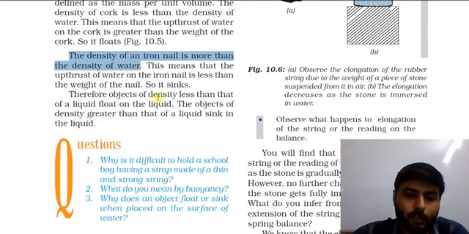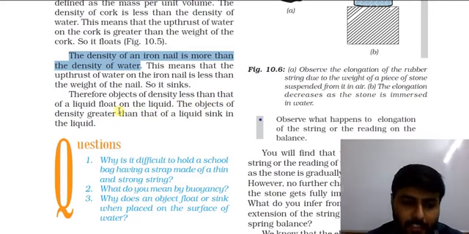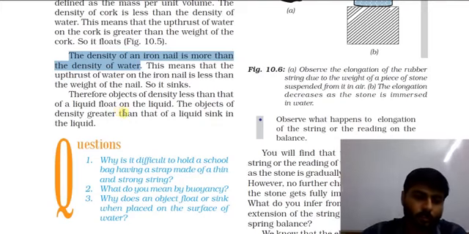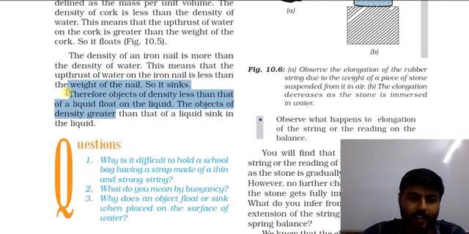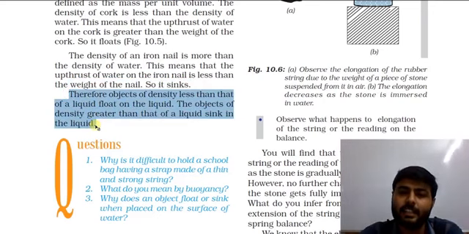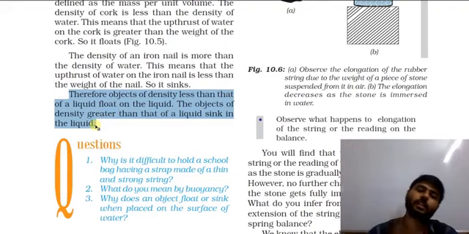Therefore, an object of density less than that of a liquid floats on the liquid. An object of density greater than the liquid sinks in the liquid. Now we have the conclusion. We should mark it and write it as a note in our notebook. If an object has less density than a liquid, it will float on the liquid, and if an object has higher density than a liquid, it will sink in the liquid.